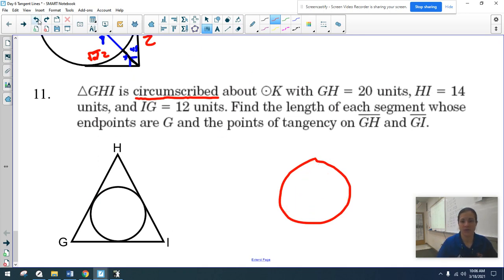Okay, so I just want to make sure you know that vocab word. They put big words like that and people don't know them. So circumscribed means the triangle's on the outside instead of on the inside.